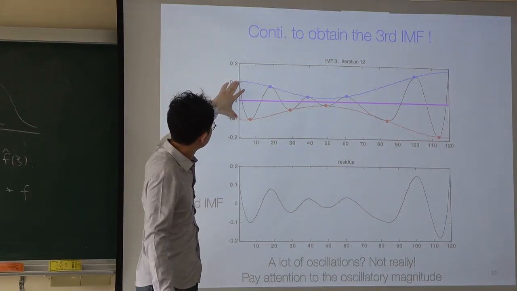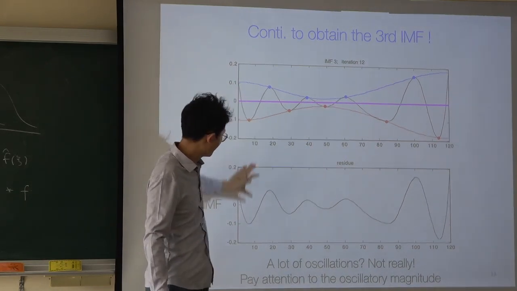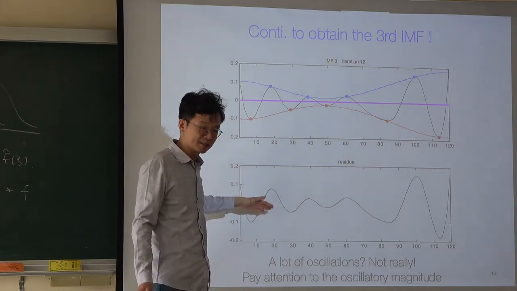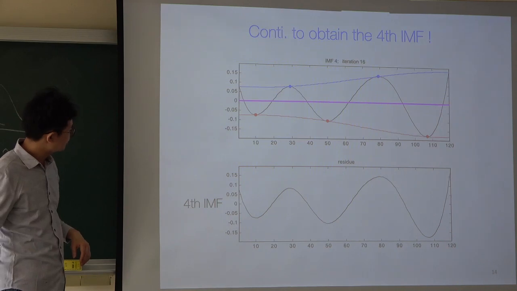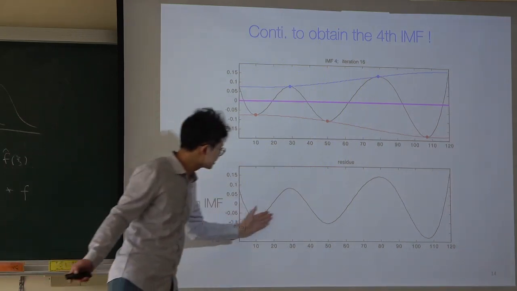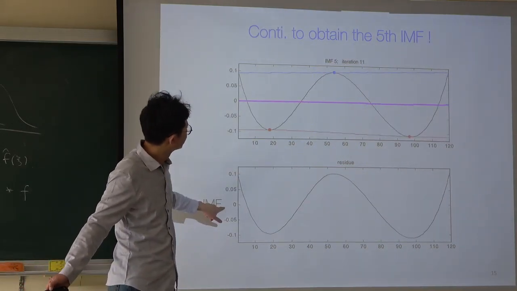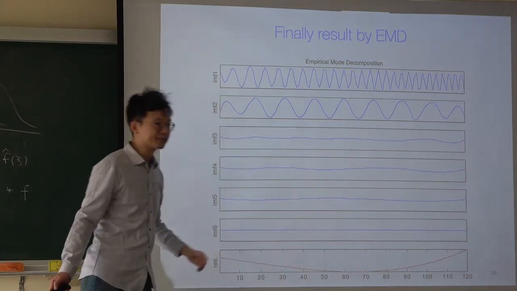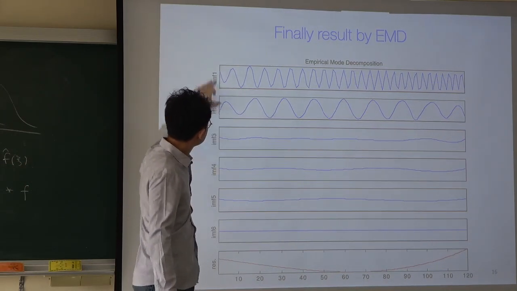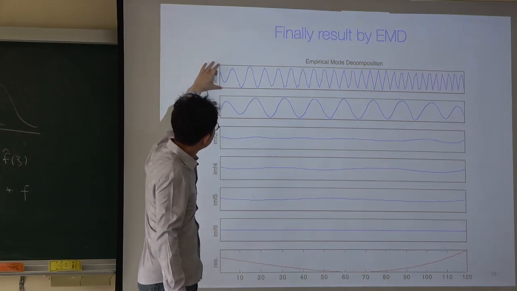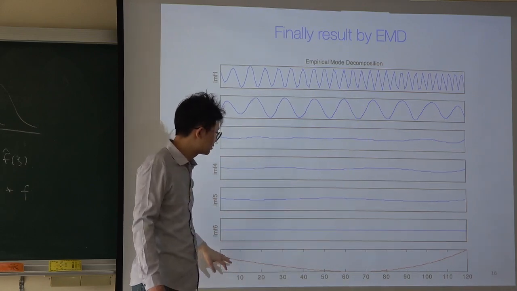If you pay attention, the magnitude is now minus 0.1 to 0.1. Its amplitude is very small, actually. So it has some oscillation, but it's very small. And you can continue with the fourth IMF, the same, right? The fourth IMF oscillates slower and slower. Okay, this is the fifth. And this is the final result. Now, the y-axes are on the same scale. So you can see the first IMF, the second IMF, third, fourth, fifth, sixth, and the final residual.